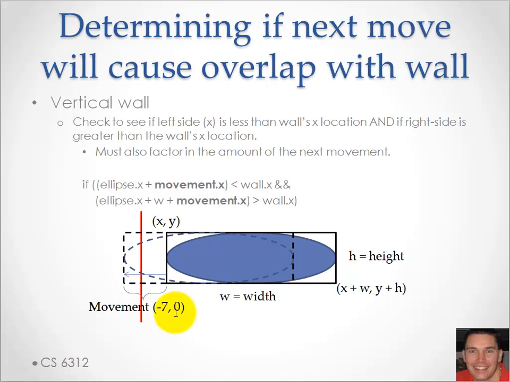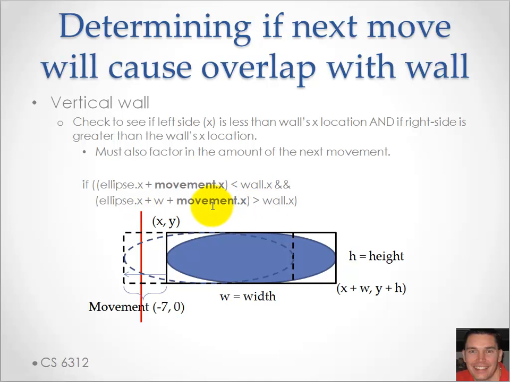In this example, let's say that we're going to move a -7. So what we need to do is take our current x location for the ellipse, which is going to be the upper left-hand corner, and we're going to add on to that the movement x, which is going to be -7. And we're going to see if that is less than the x location. In this case, it's going to end up being less than 0 because we know that the left-hand side of our wall is at 0.